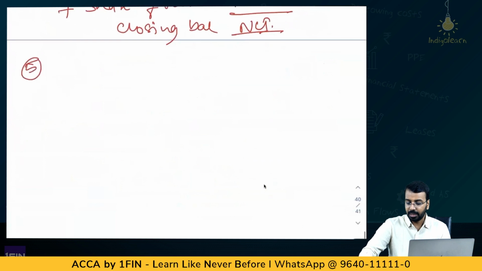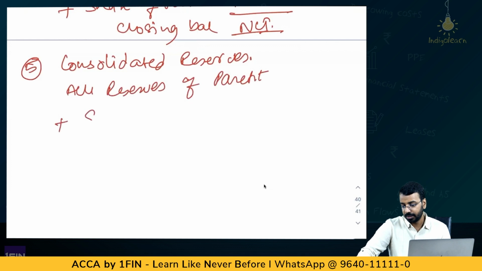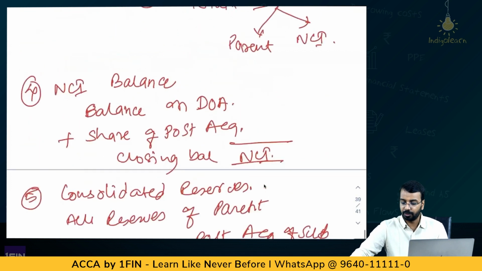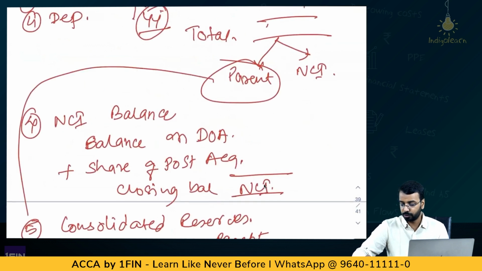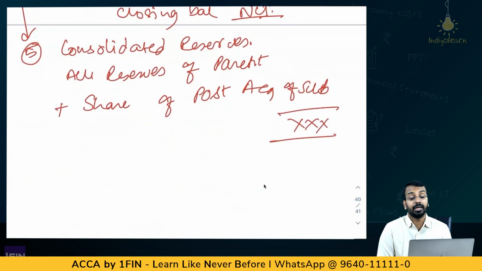Then lastly, you have to take the consolidated reserves. In the consolidated reserves, you will take all reserves of parent plus share of post acquisition of subsidiary. This comes from your working note here, this number. Parent portion goes to number 5, NCI portion comes over here. This is the consolidated reserves that would be shown in the consolidated financial statement.